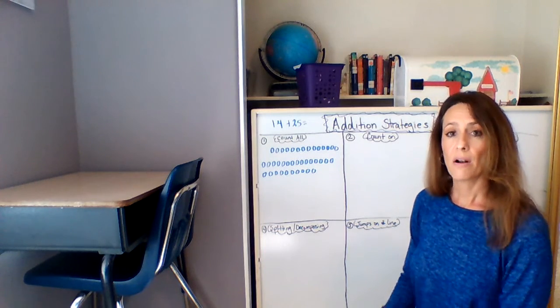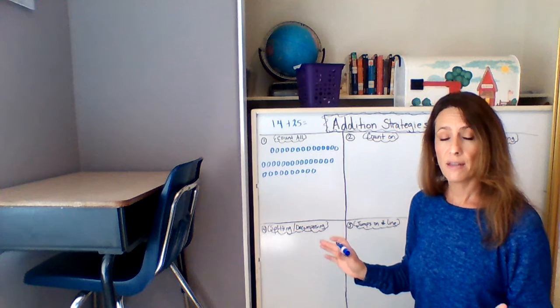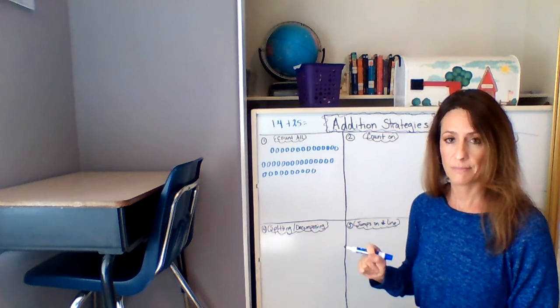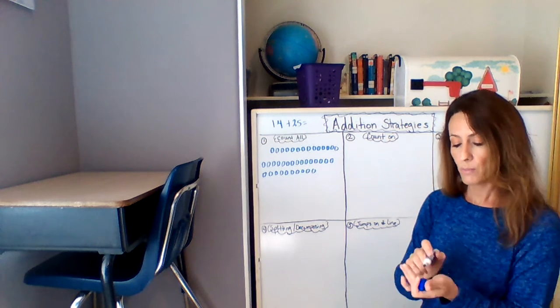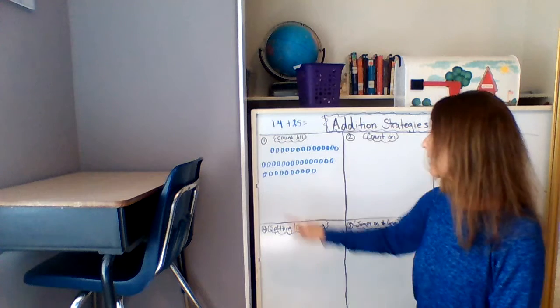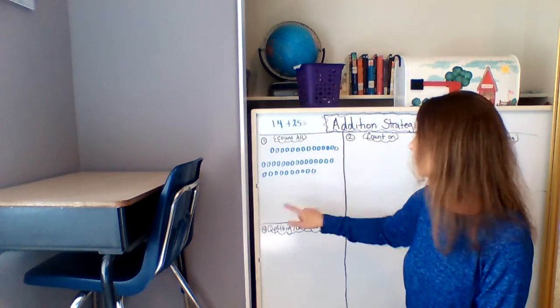Okay, so I've got all of my objects out in front of me, and a strategy that some kids like to use is count all of those items. Okay, so when we go to find our answer, counting all would be starting from the beginning. Now I'm going to count all of my objects to get my answer.